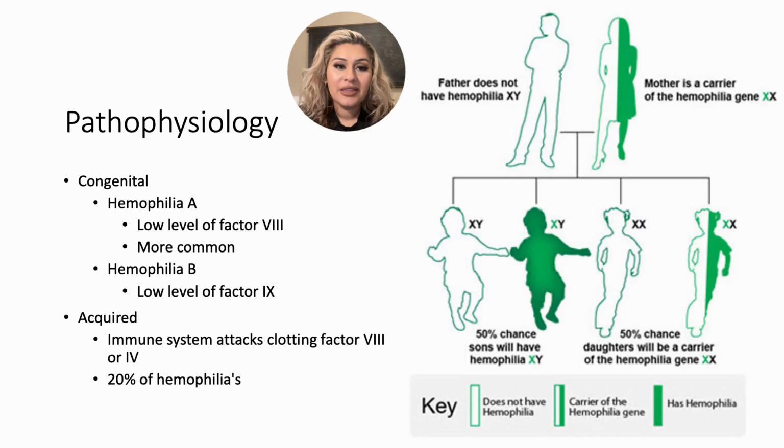Hemophilia is a sex-linked disorder that is inherited in an X-linked recessive manner. This is caused by a mutation or change in one of the genes that provides instructions for making the clotting factor proteins needed to form a blood clot. These genes are located on the X chromosome.